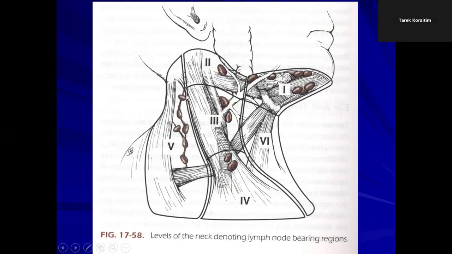Then all lymph nodes posterior to these groups, which are present in the posterior triangle, are called level 5, while lymph nodes present anterior to these groups are known as level 6, which are present in the visceral compartment. This is bounded by the hyoid bone above, the suprasternal notch below, the anterior border of sternomastoid posteriorly, and the imaginary midline of the neck anteriorly. Also, there is area 7, which is present here in the superior mediastinum.